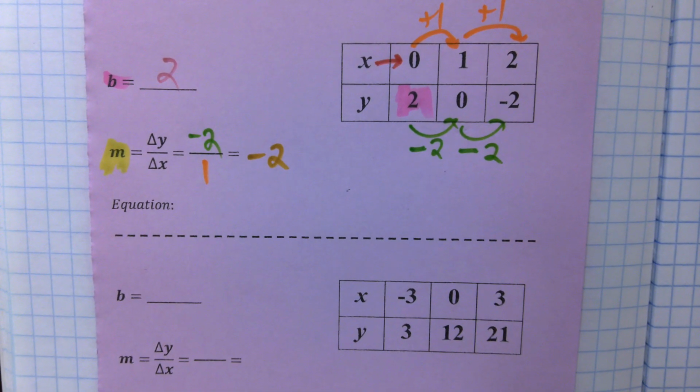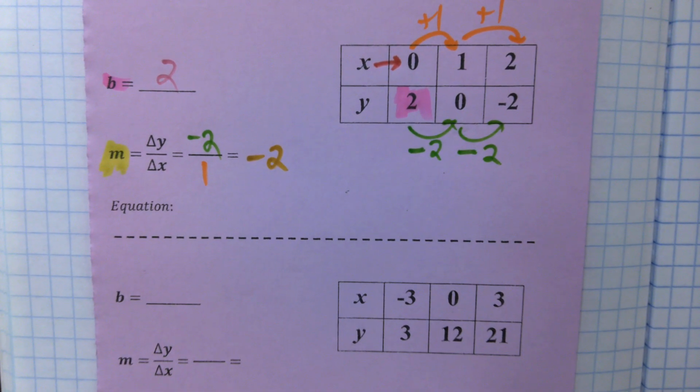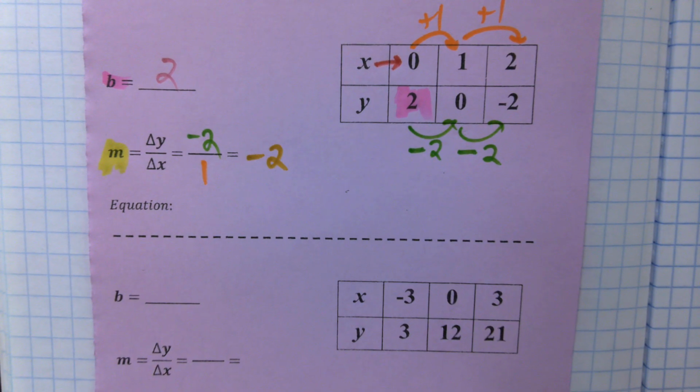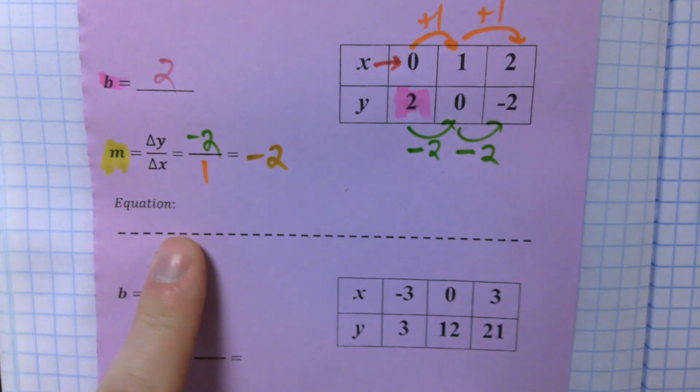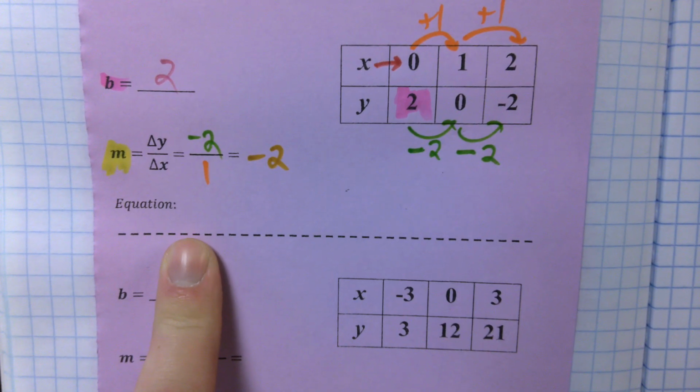So my b is 2, my m is negative 2. Now I've got to write the equation. That's what this whole unit is about, is writing equations. So we need to find m and b in order to do so, but the end result should be a full equation. What's my equation going to start out with every time?